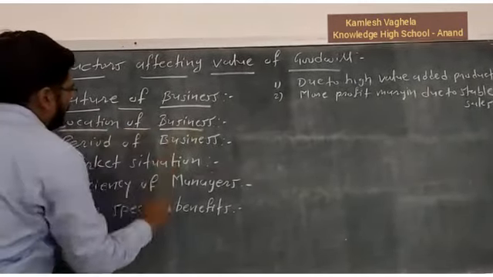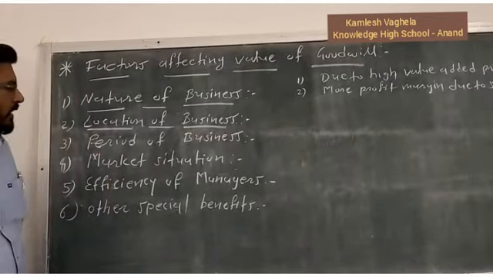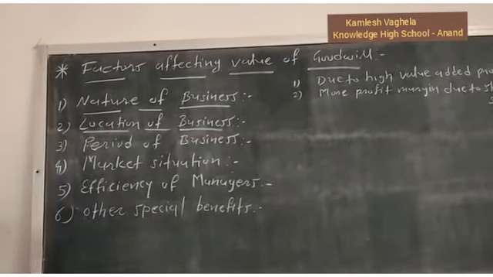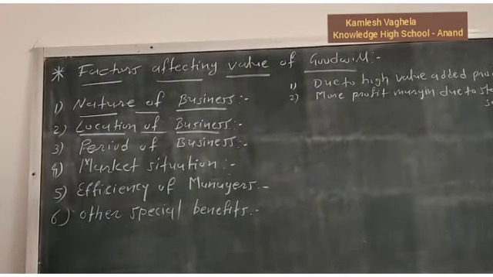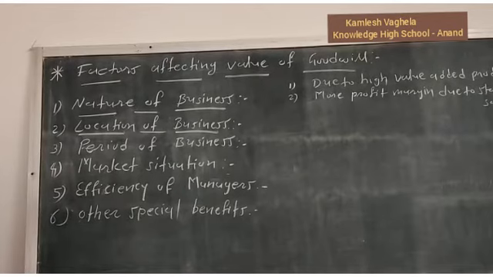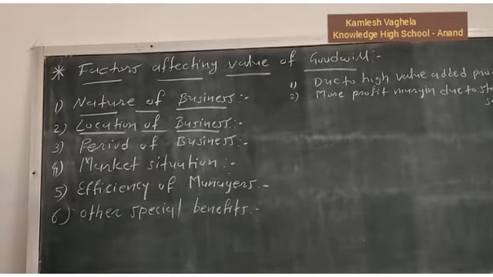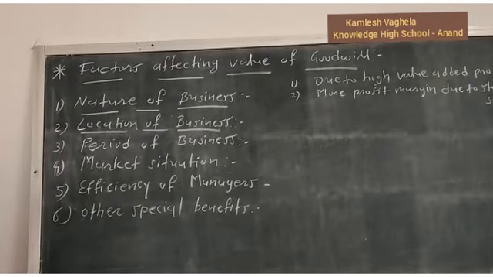location of business. This is also important. This factor is also important for value of goodwill. How? So the profit earning capacity of the business depends upon the business location. If the business is centrally located or it is at a place having heavy customer traffic, then more profit earning can be seen in the business.